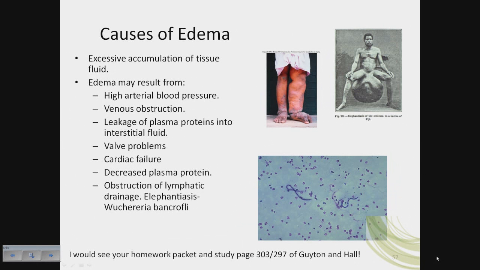So how can we get more filtration? 1, we can increase capillary hydrostatic pressure. How can capillary hydrostatic pressure go up? Well, reading from page 297, letter A, kidney retention of salt and water. Okay, if the kidneys are not working right, they are retaining more salt and water than they should. Maybe there's more mineralocorticoid excess like aldosterone.